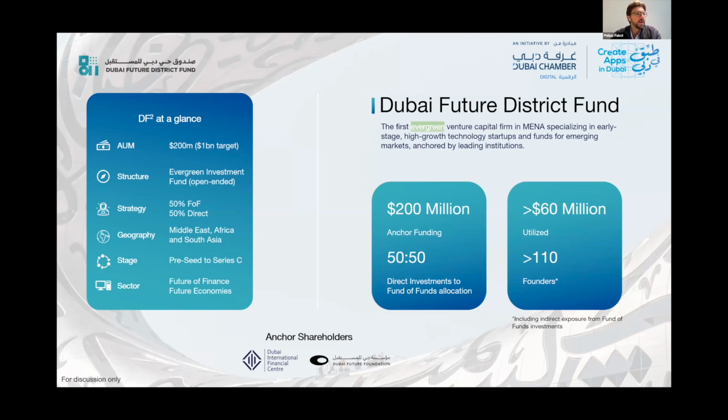Now you might think, why does the government need to get involved in this themselves? Why don't we just give money to the other funds that are operating in the region? That would be a good question. So that is one of the reasons why we're actually structured as a funds of funds and direct investment vehicle. We don't want to be competing with the private sector, but instead support them. But we thought it was still interesting to get involved.